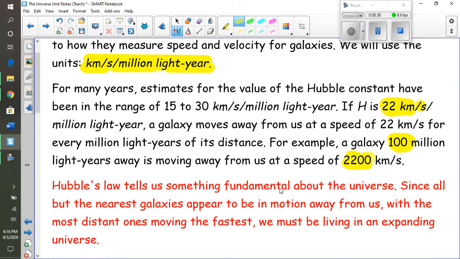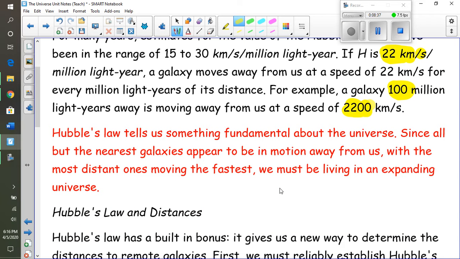And Hubble's law then, it tells us something very fundamental about the universe. Since all except for the nearest galaxies appear to be moving away from us, the most distant ones are moving the fastest. That means that we must be living in an expanding universe. And this is very important. Our universe is expanding. It's getting bigger and bigger.